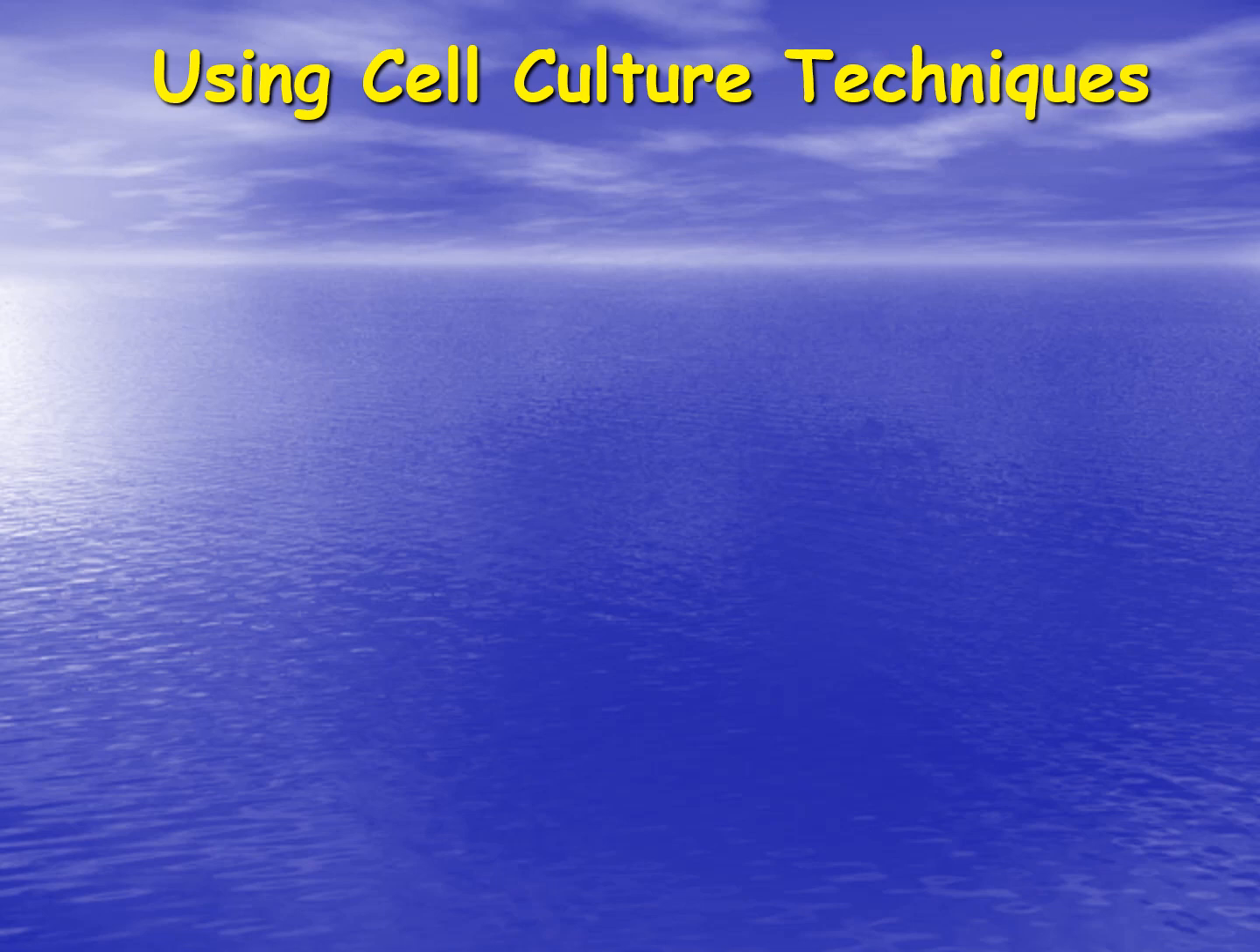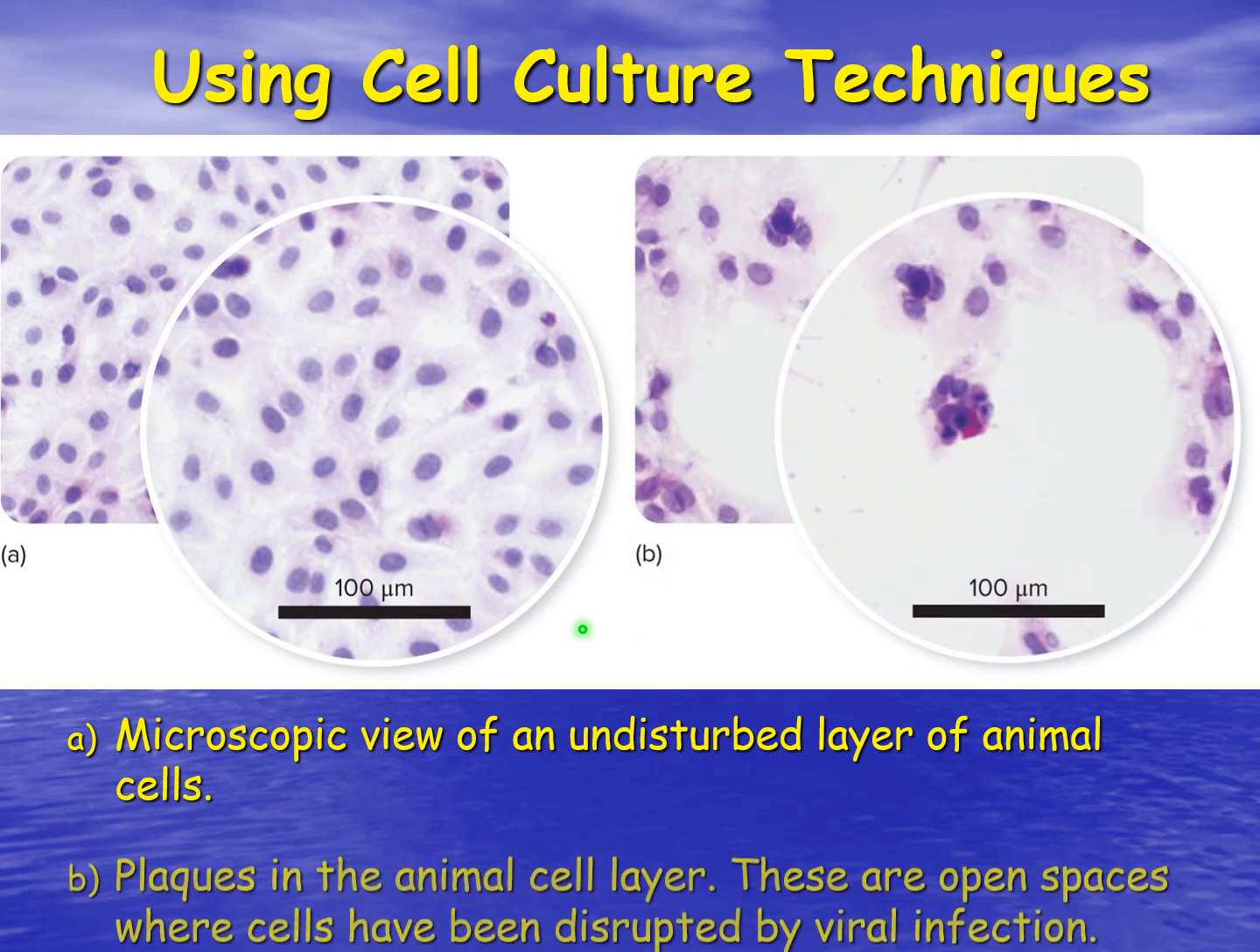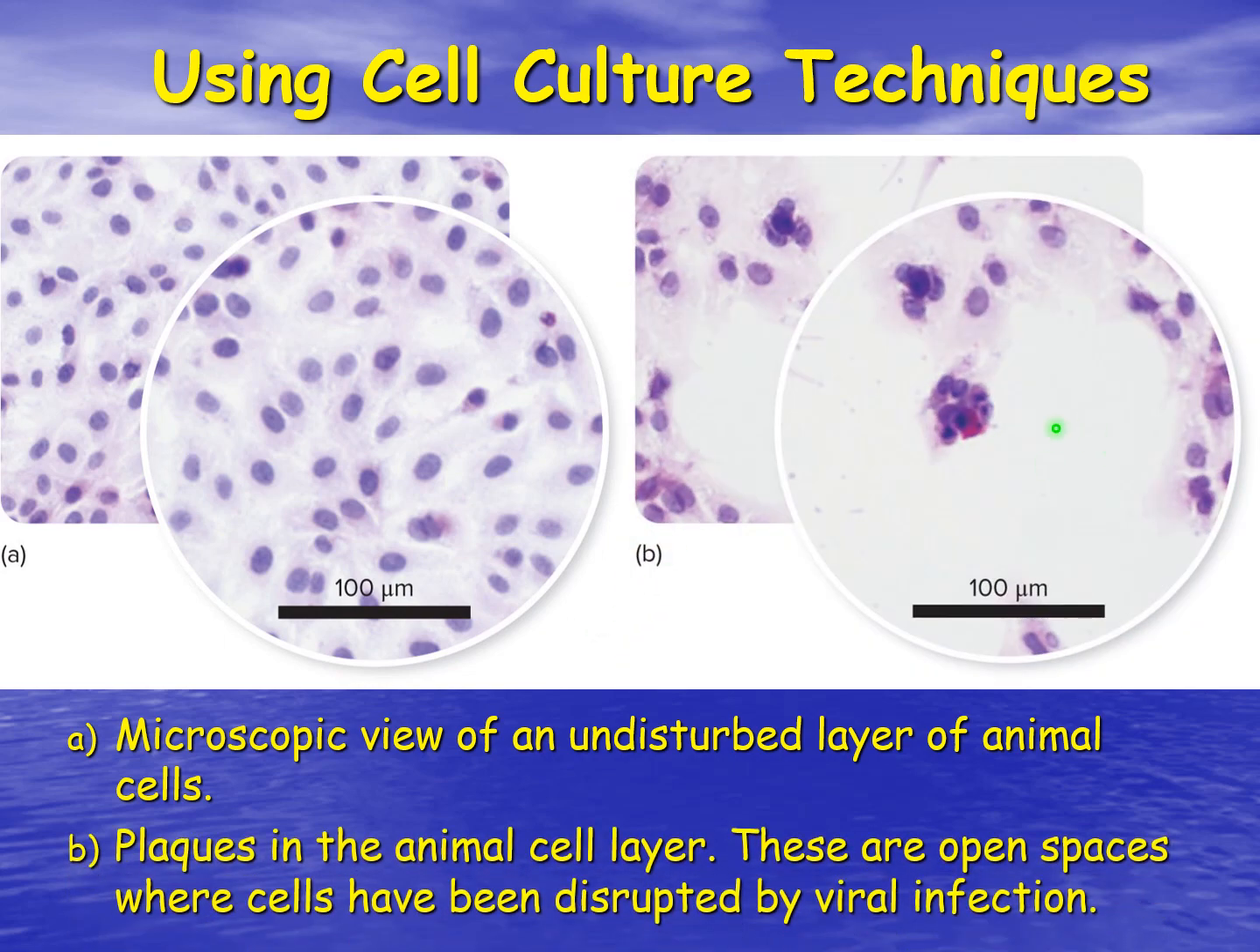So here's a microscopic view of an undisturbed layer of animal cells, and this looks like probably an epithelial cell culture of some sort. Whereas now what we'll see are infected animal cells within this culture. The open areas are the spaces where the cells have been disrupted by the virus infection itself.